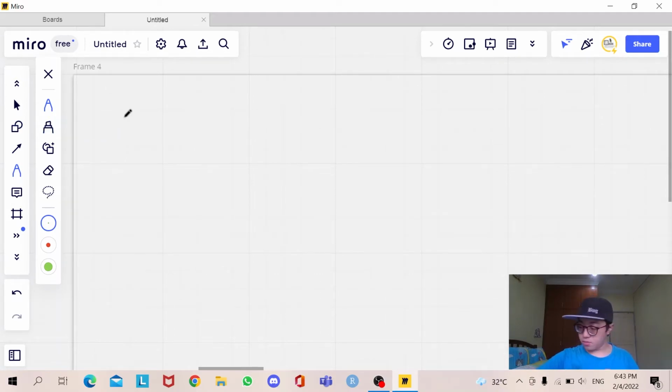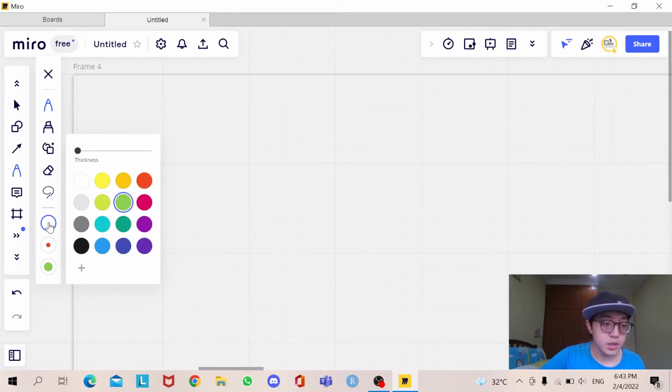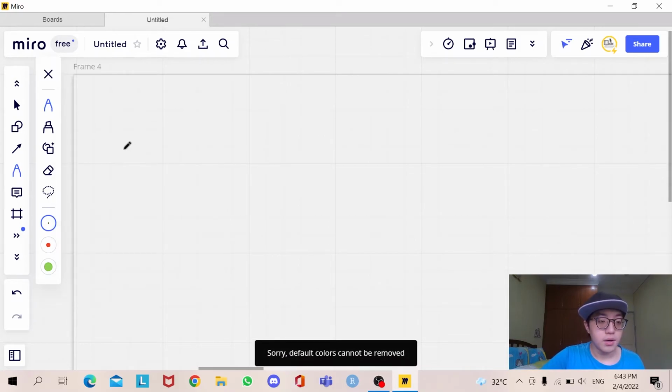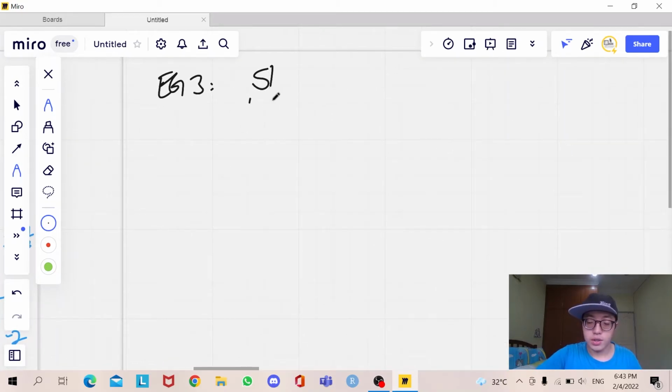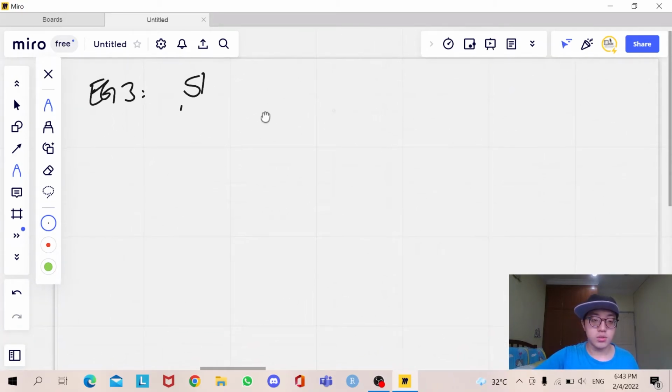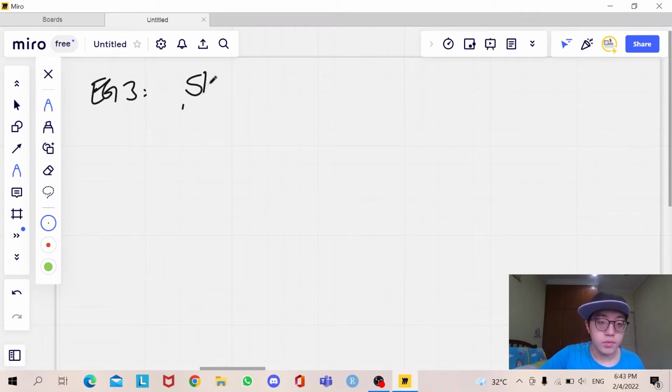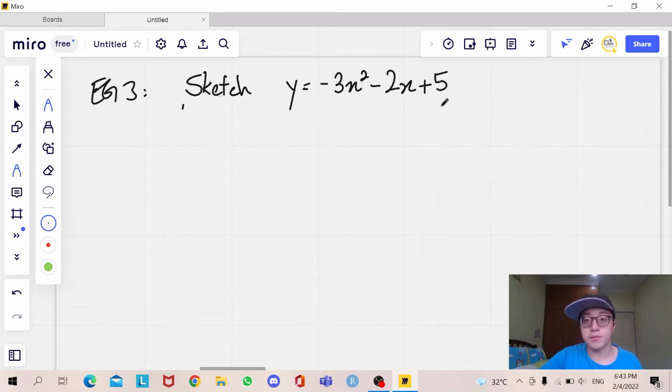The last example I have prepared here is a maximum graph. Example number 3. The question asks you to sketch y equals -3x squared minus 2x plus 5.